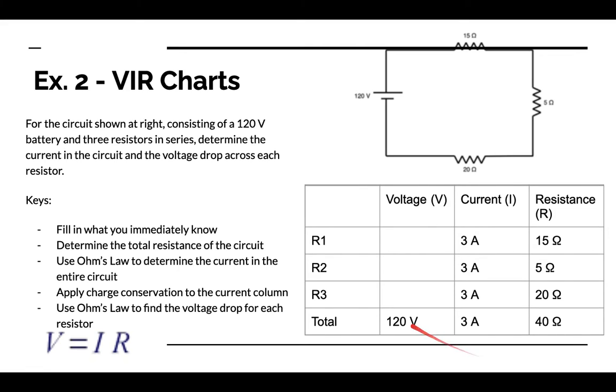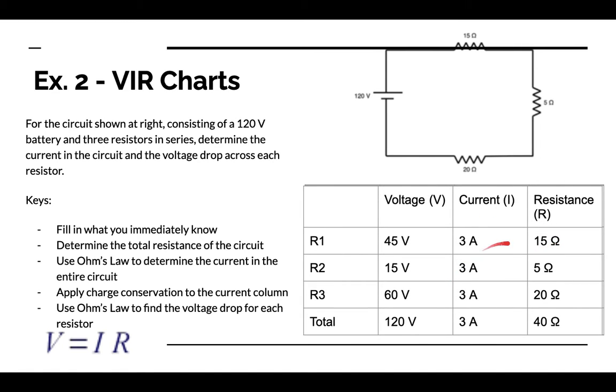And then lastly, in order to find the voltage across each individual resistor, we take the current for each row and multiply that by the resistance for each row. So our voltage here is going to be 3 times 15 or 45 volts. Our voltage here in our second row is going to be 3 times 5 or 15 volts. And our voltage for the last row is going to be 3 times 20 or 60 volts.